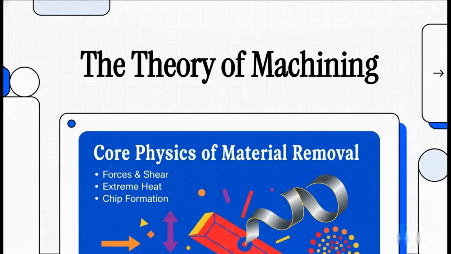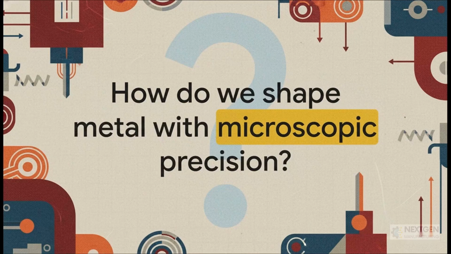Today, we're getting right into the heart of how we shape the modern world. We're talking about the theory of machining. So how do we actually do that? How do we take a solid chunk of metal and sculpt it into something incredibly complex, with precision that's almost hard to believe? Well, the answer isn't about adding material. No, it's all about the controlled, powerful, and precise art of taking it away.